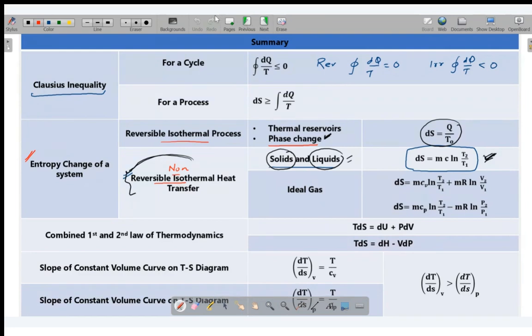Is it better now? Is it okay now? Really sorry. Okay, theek hai.